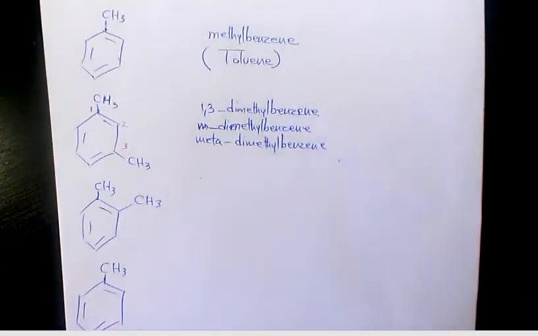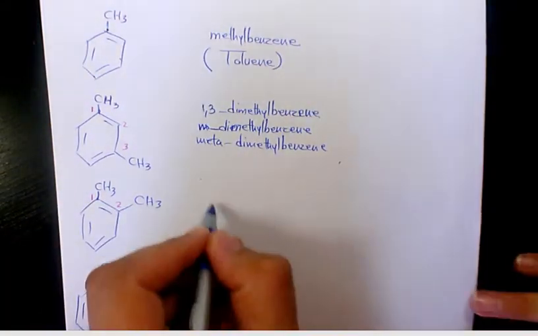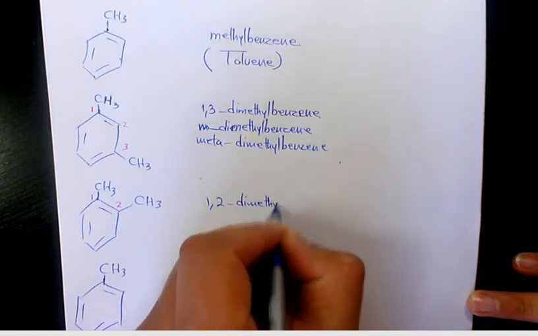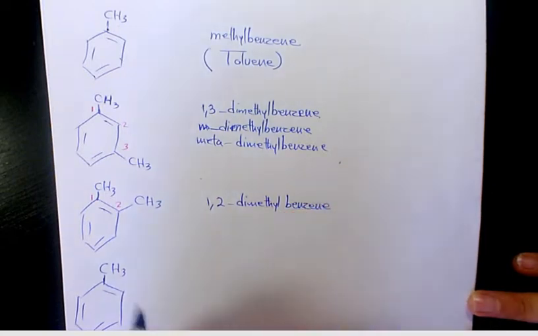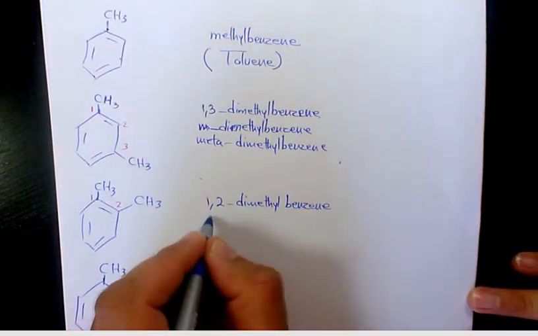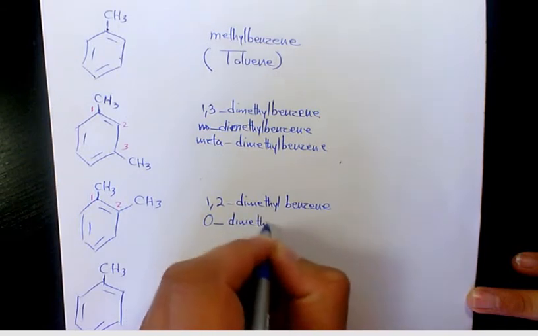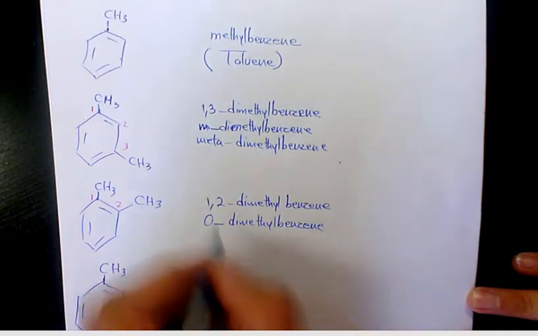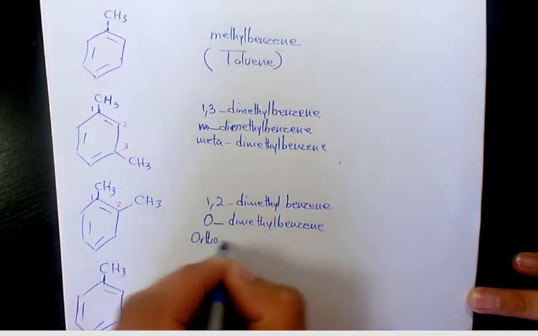Next one, again we have two methyl groups, but the locations are different, so it's going to be 1 and 2. So it's going to be 1 and 2 dimethylbenzene, or we call it o-dimethylbenzene, or there is another name for that, ortho-dimethylbenzene.